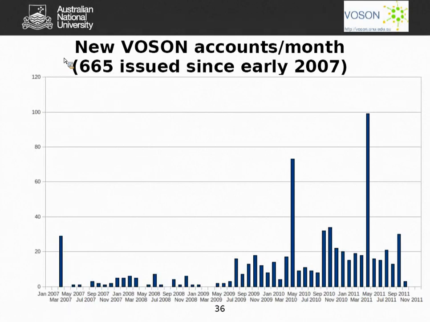But it's showing every month how many new accounts I signed up, and this blip over here was because I actually set up a new database system at this point, and so I just created all the accounts that were in existence then. I think 665 accounts have been issued to date, and that's not without really a lot of marketing or anything like that.